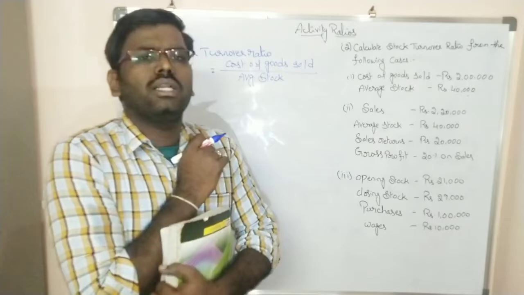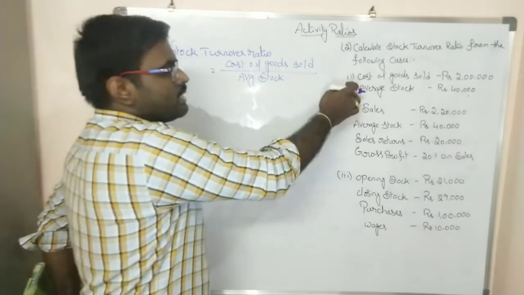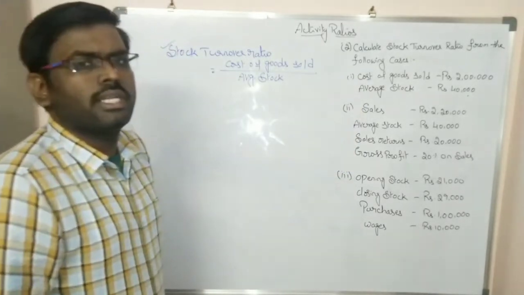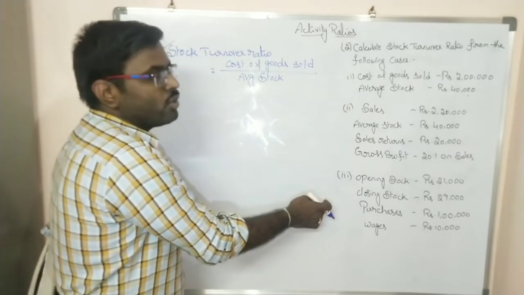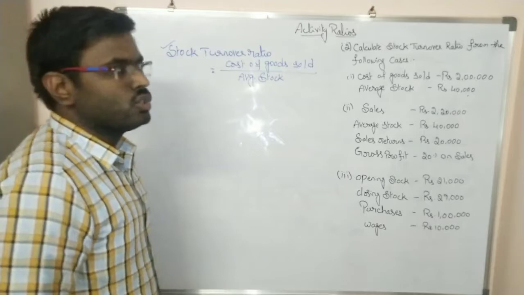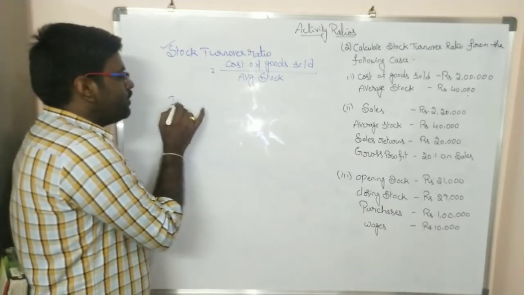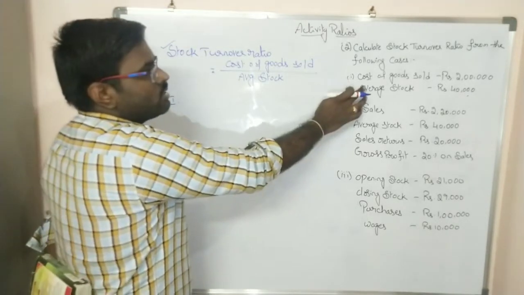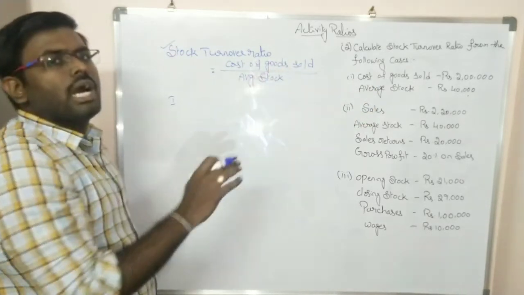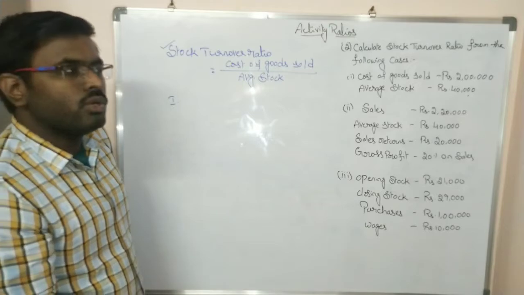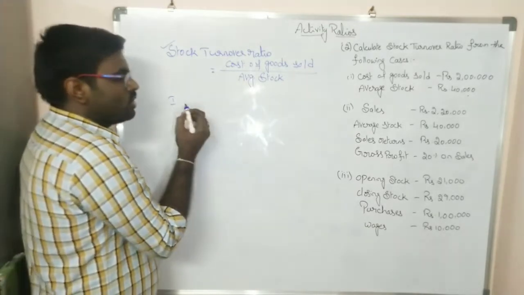With this, we will now work through the three cases, which give three types of different information. In all three cases we have to go for the stock turnover ratio. First, we will calculate in the first situation. Here cost of goods sold and average stock, the two required things, they have provided directly. So no need to make any extra calculation.